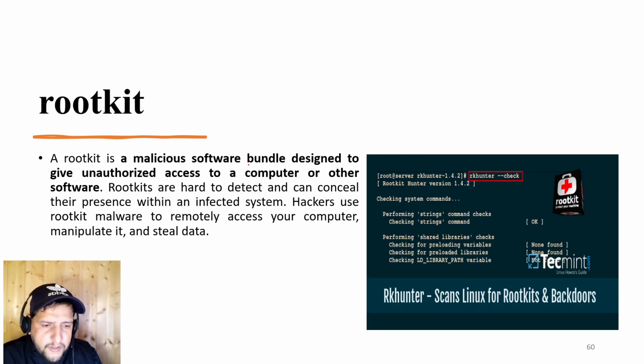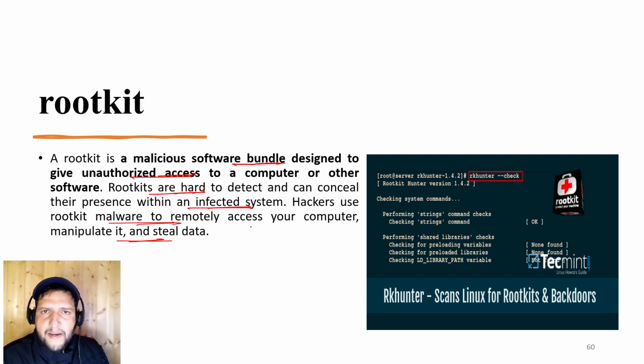A rootkit is a malicious software bundle which is designed to give unauthorized access to a computer or other software. Rootkits are harder to detect and can conceal their presence within the infected system. Hackers use rootkits to remotely access your computer, manipulate it, and steal data. So this looks like an example of a rootkit.